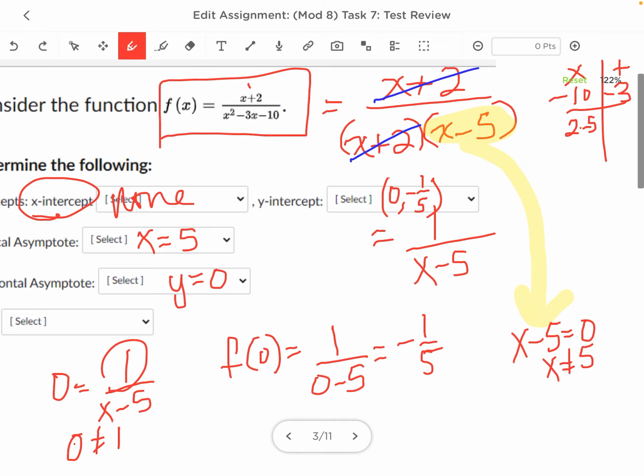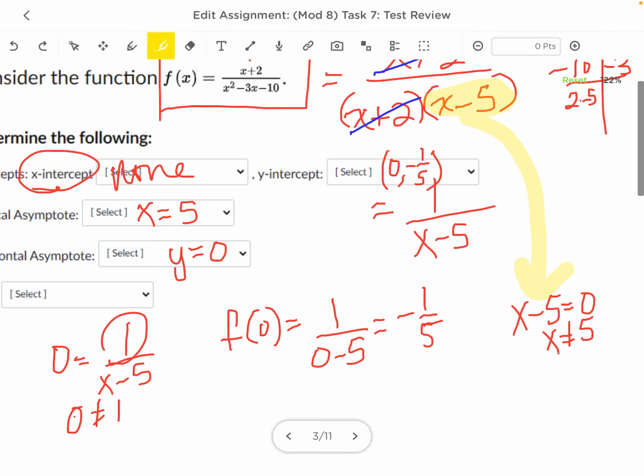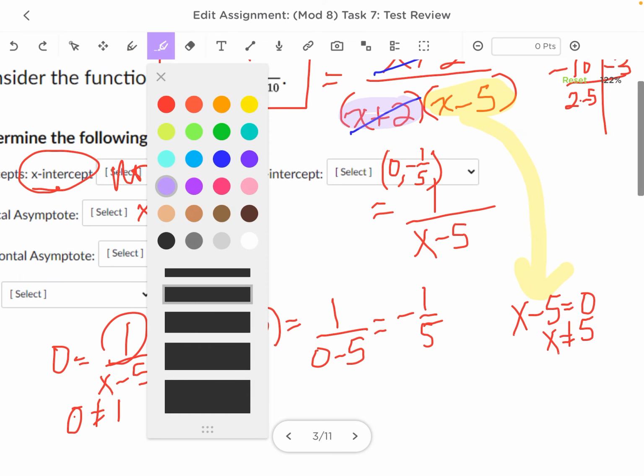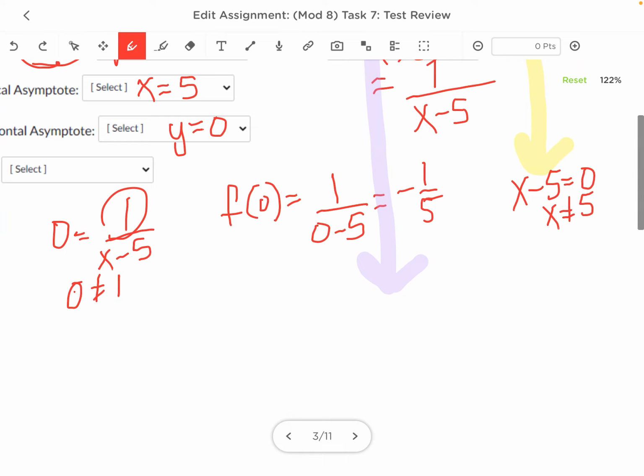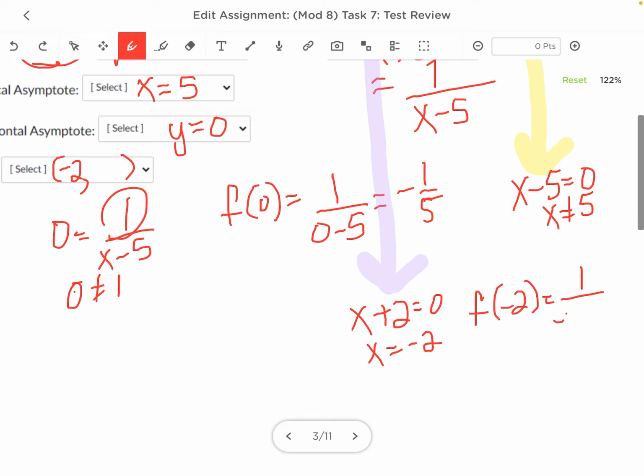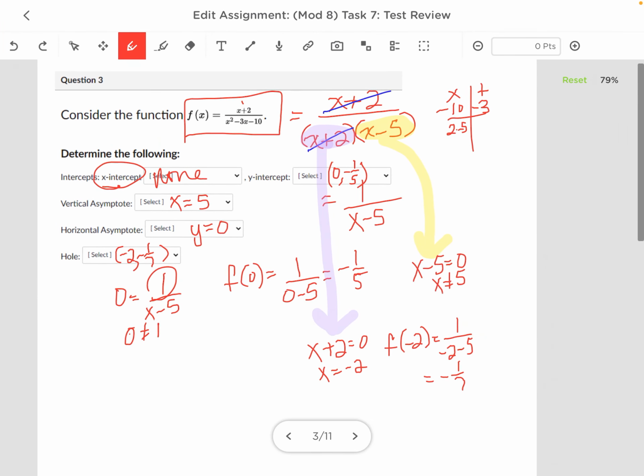And then the last but not least is the hole. The hole is going to come from right here. It's going to come from your denominator that does cancel. So x plus 2 equals 0, so at x equals negative 2. And to find the y value, I'm going to do f of negative 2, and I'm going to plug it into that simplified version. So negative 1/7. And there's the hole.